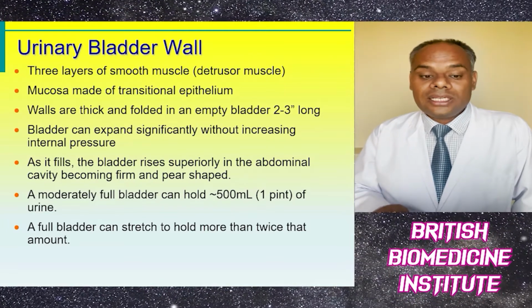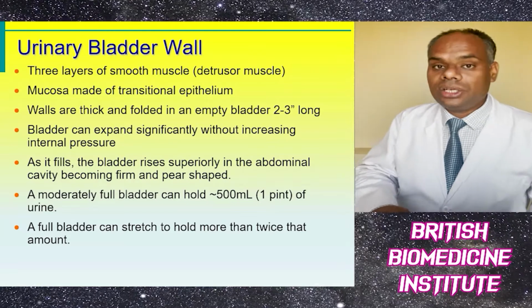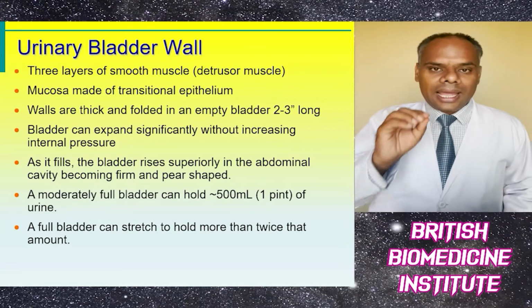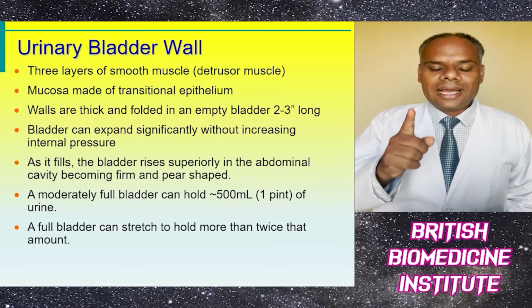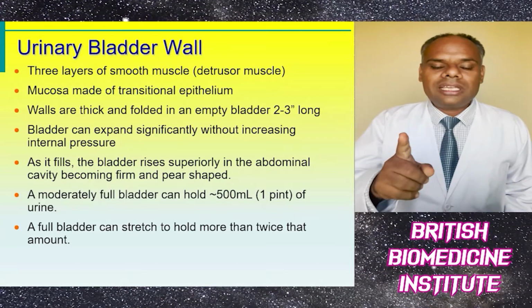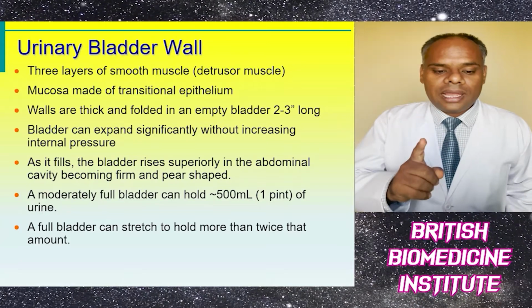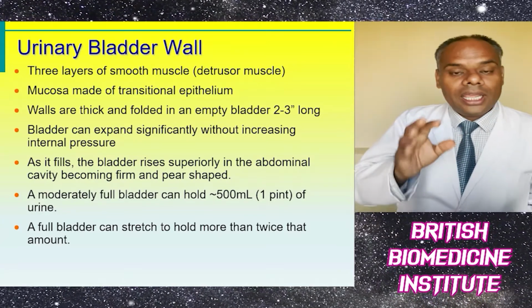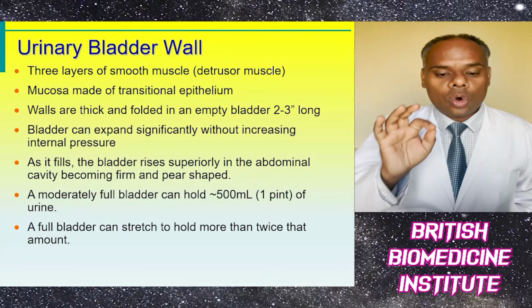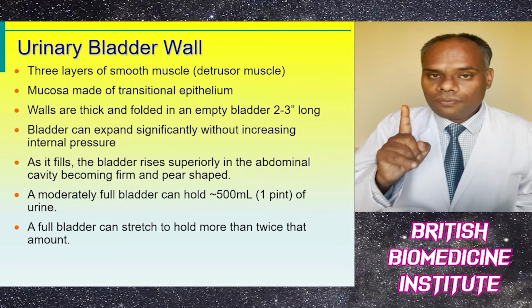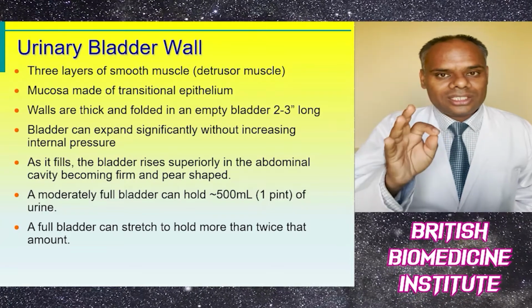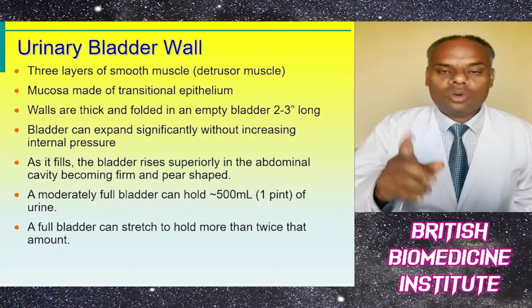The bladder can expand significantly without increasing internal pressure. As it fills, the bladder rises superiorly in the abdominal cavity, becoming firm and pear shaped. A moderately full bladder can hold 1 pint of urine. A full bladder can stretch to hold up to twice that amount.